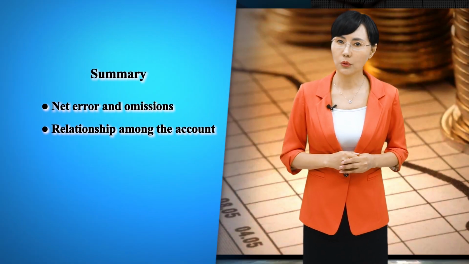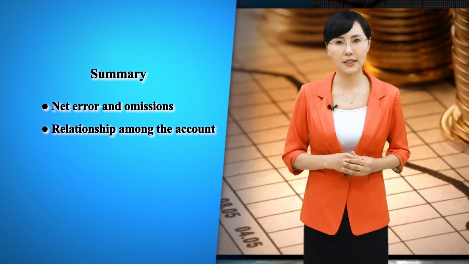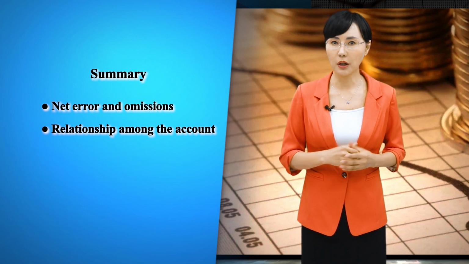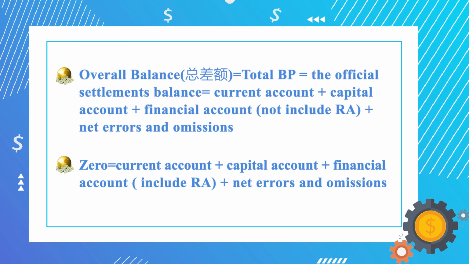Okay, in this video, we analyzed the account of net errors and omissions and the relationship among the accounts. That's to say, the sum of the four accounts: current account, capital account, financial account, including the official reserves, and the net errors and omissions, should be 0. Okay, till now we studied the structure of balance of payments in BPM 6. That's all for this section.